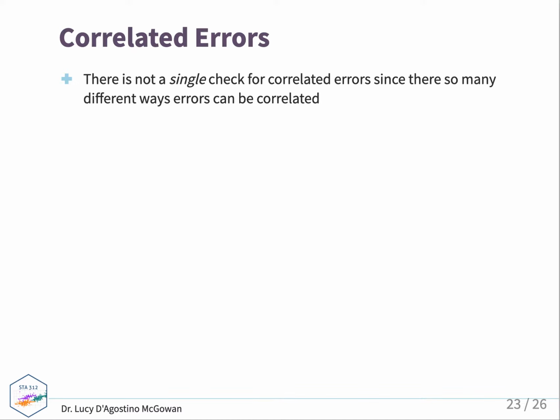One way that your assumptions could be violated is if you have correlated errors. Unfortunately, for correlated errors there's really not a single check, because there are just so many different ways that errors can be correlated. But I'm going to talk about a couple so that you can get a sense of what I mean by correlated errors and know what to look out for. Often the solution is that you need to fit a more complex model, so you need to take into account the structure of the data when you're fitting the model.